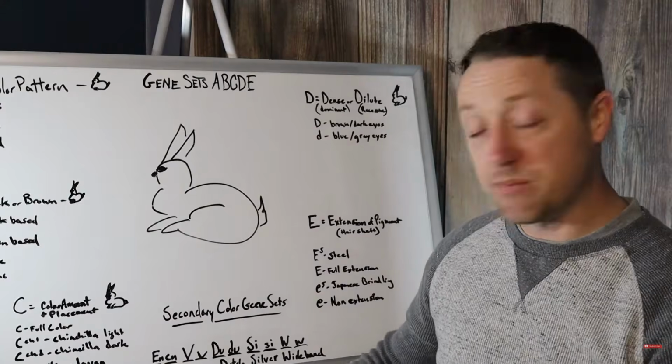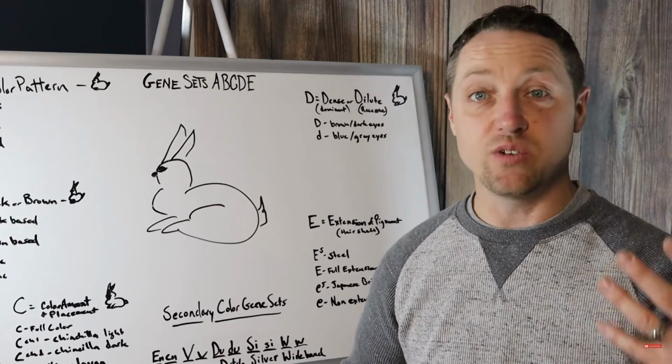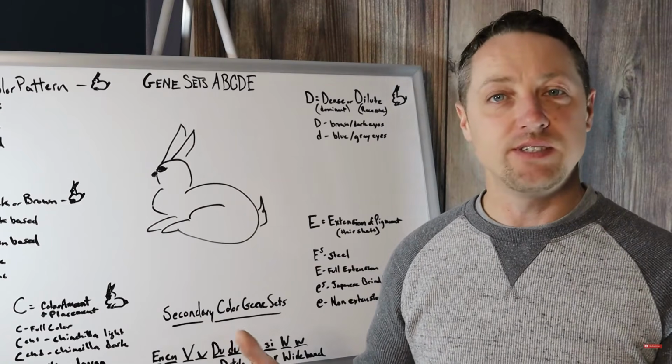So down here at the bottom I wrote down some secondary genotypes. There's even more information because we didn't even get into broken rabbits or Dutch rabbits or the silvering gene or the wideband gene. That's how you get red rabbits, is the wideband gene.